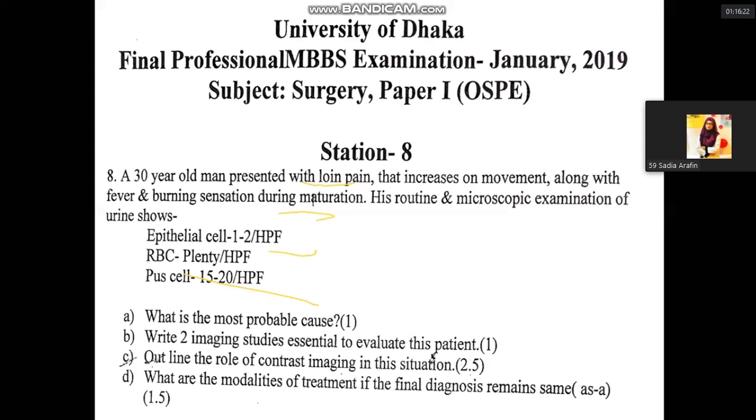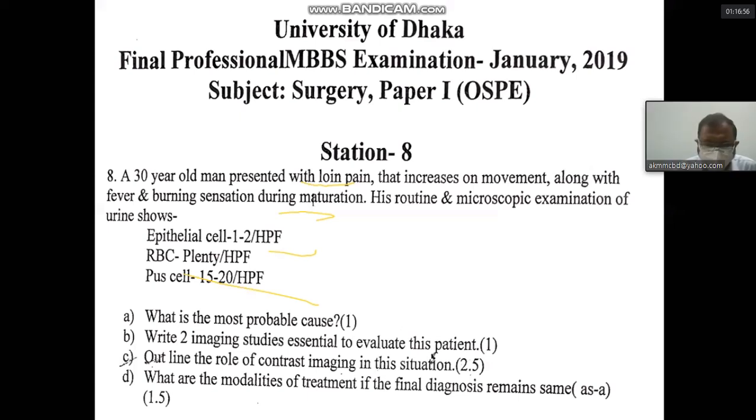UTI. There are plenty of RBCs. How can you say it is UTI? What is the most probable cause? Renal cell carcinoma. Ureteric stone. See the scenario properly.